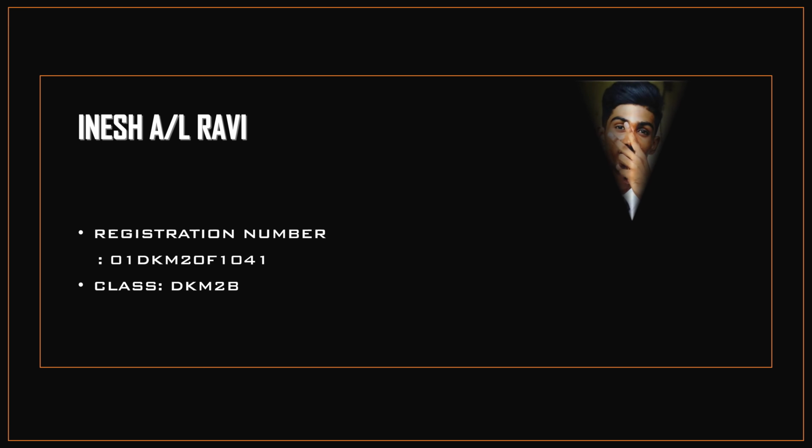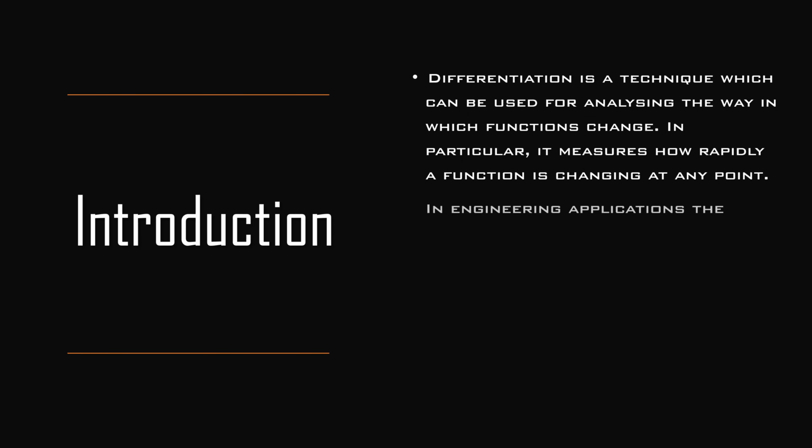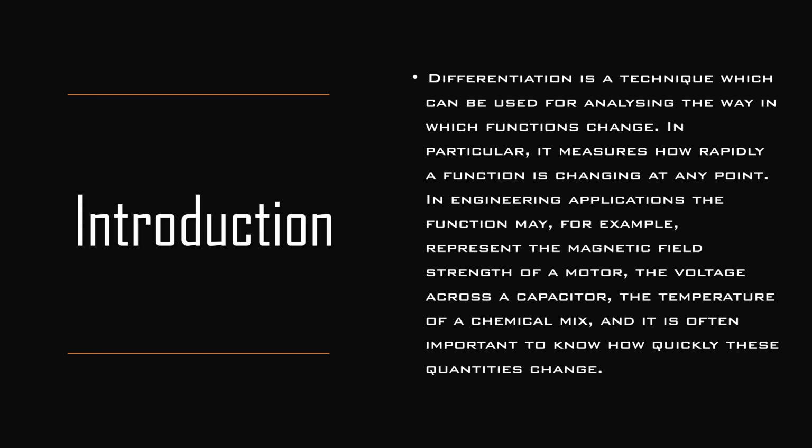Okay guys, so let's start with the introduction to our topic for today. Differentiation is a technique which can be used for analyzing the way in which functions change. In particular, it measures how rapidly a function is changing at any point. In engineering applications, the function may, for example, represent the magnetic field strength of a motor, the voltage across a capacitor, the temperature of a chemical mix, and it is often important to know how quickly these quantities change.